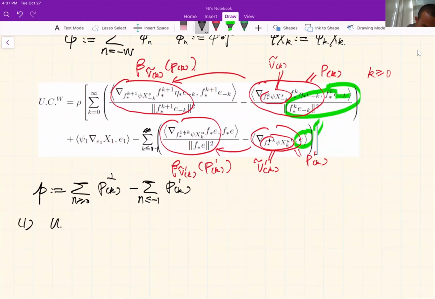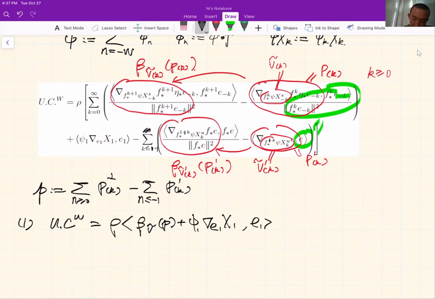That is, this unstable contribution equals rho beta v tilde applied on p plus psi 1, I'm sorry, nabla e1 x1, and we take the inner product with e1. So this is an inner product between two hypercubes, where this v tilde is defined as, for positive n's, the summation over v n, and subtract negative n's v n prime.